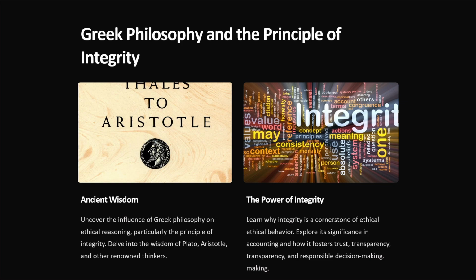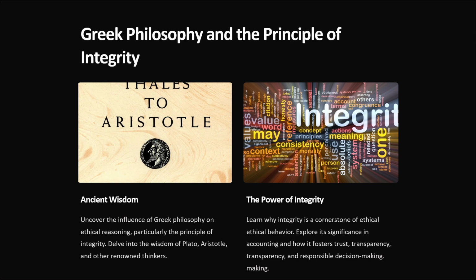Integrity serves as the bedrock, not the backdrop, the bedrock upon which ethical behavior stands. This is the linchpin that fosters trust, transparency, and responsible decision-making in the field of accounting. When accountants uphold the principles of integrity, they build bridges of trust with clients, stakeholders, and the public. Integrity ensures that financial information is accurate and reliable, enabling stakeholders to make informed decisions with confidence.